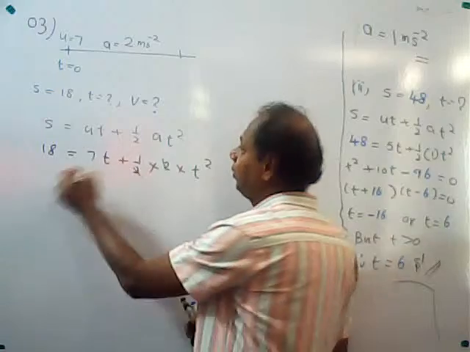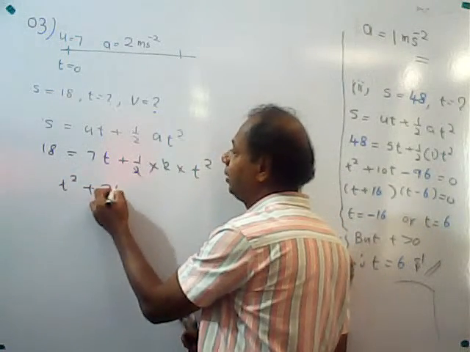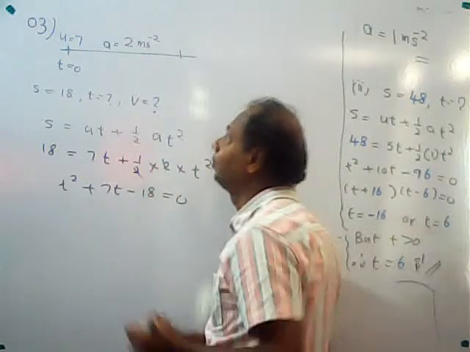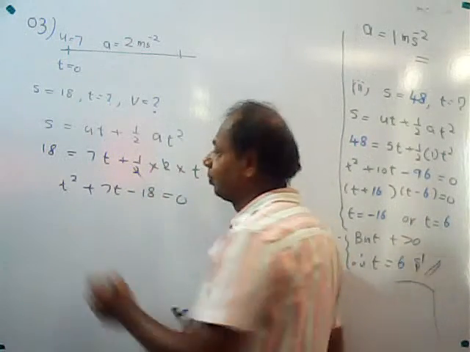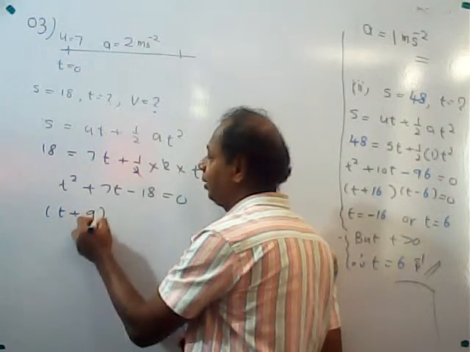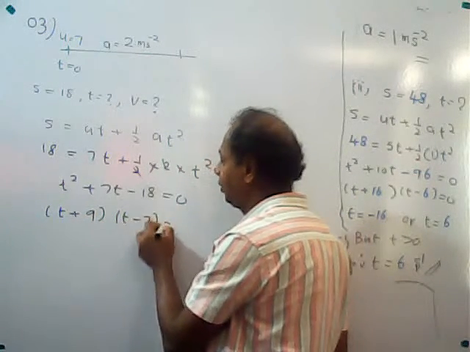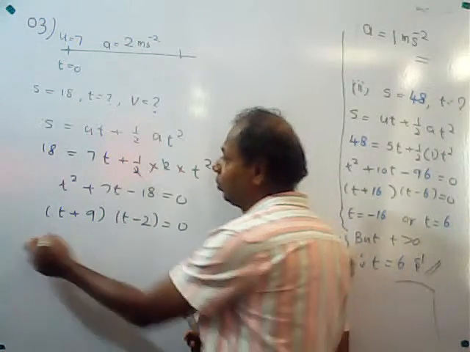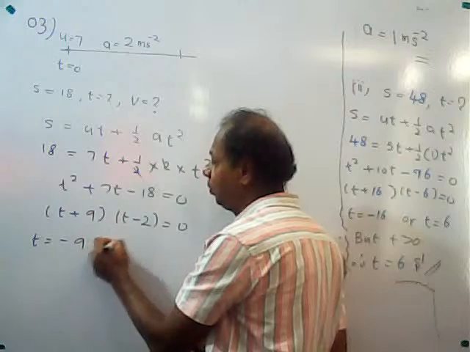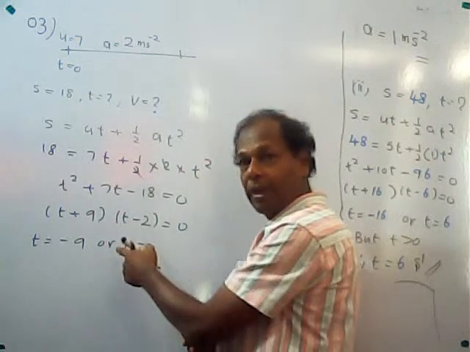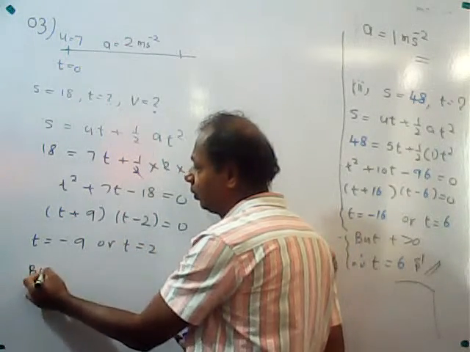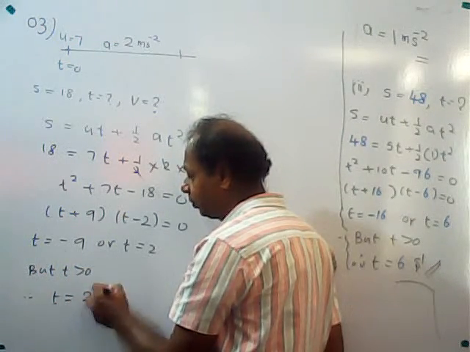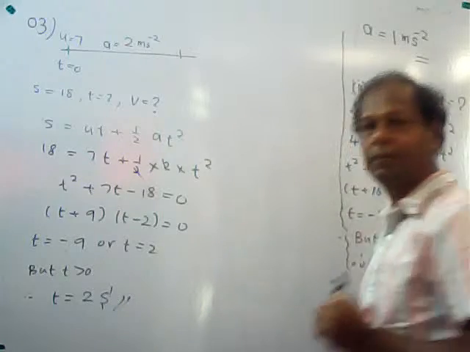So you get a quadratic equation, t square plus 7t minus 18 equals 0. Question number 3. And there are factors. T plus 9, t minus 2 equals 0. You get two answers. T equals minus 9 or t equals 2. But this time can't be negative. T has to be positive. Therefore, we take t equals 2 seconds. This is the answer that we take.